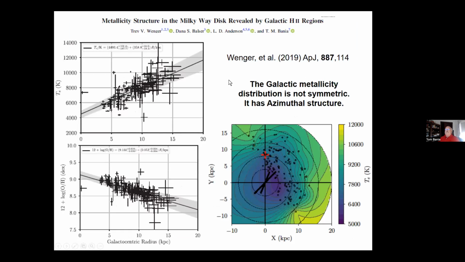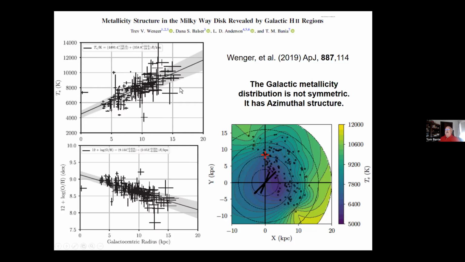So various papers were written about this, but the most recent one was the list of authors up here. Dana and Trey went through our various H2 regions and they found a sample of robust line to continuum measurements. And so here is their TE plot for that sample, and there's the solution of it. And then if you apply the Shaver calibration, you can see that there's a metallicity gradient here.